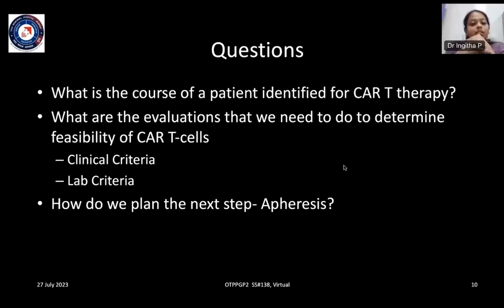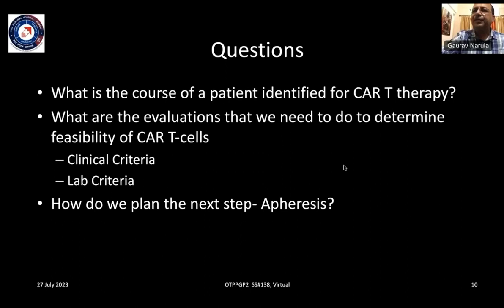Sir, there are two criteria, clinical and lab criteria. In clinical criteria, we have to see for the presence of CD19 positive lymphoblasts in the bone marrow or peripheral blood. Should be more than 5%. Okay. We'll come to that. Everybody agrees with this assessment?